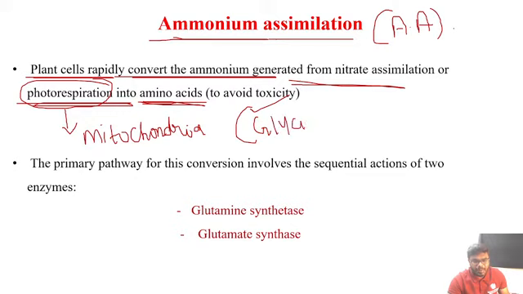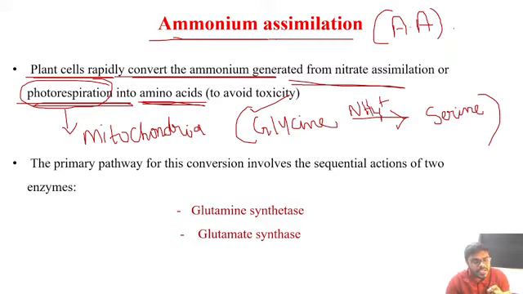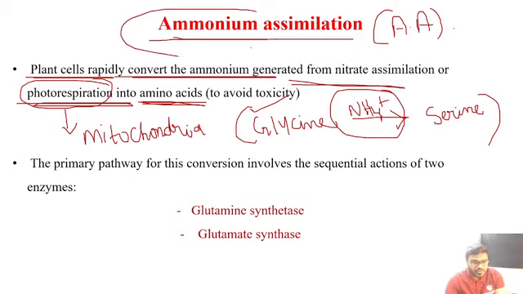I hope all of you remember, my friends. When the amino acid glycine is converted into another amino acid serine, during this particular time, NH4 will be released actually. So all of you listen, whatever the NH4 that is produced here and whatever the NH4 just now we produced by the conversion of nitrate, this entire ammonium we are not going to store. We are going to convert into amino acids.